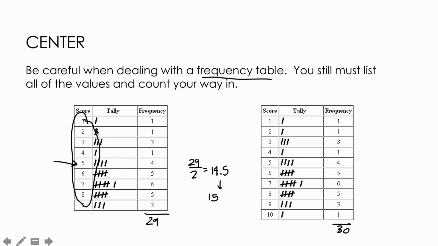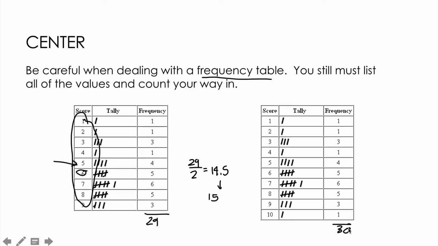So if I count 1, 2, 3, 4, 5, 6, 7, 8, 9, 10, 11, 12, 13, 14, 15, then this has to be the median. I can also count in 1, 2, 3, 4, 5, 6, 7, 8, 9, 10, 11, 12, 13, 14, 15. So again, we're at 6.